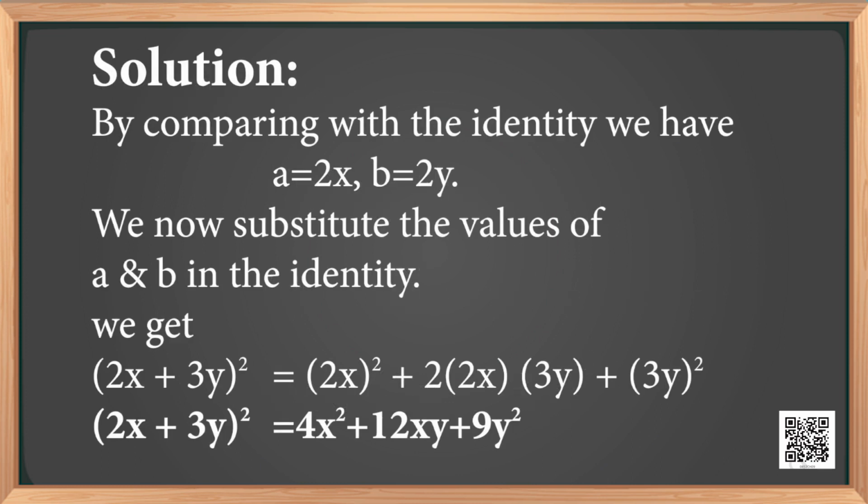Solution. By comparing with the identity, we have a is equal to 2x, b is equal to 3y. We now substitute the values of a and b in the identity. We get (2x plus 3y) whole square is equal to (2x) whole square plus 2 into 2x into 3y plus (3y) whole square, that is equal to 4x square plus 12xy plus 9y square.